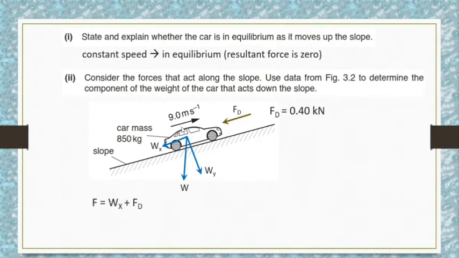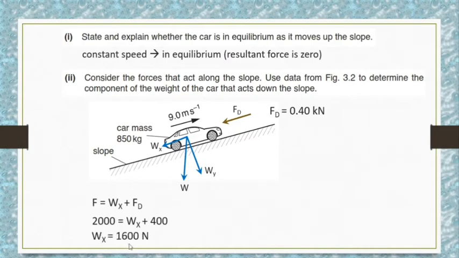So this F of the engine that is bringing the car up the slope will be equal to this horizontal component of weight plus this drag force. Because the resultant force is 0, the forces in the x direction, the resultant will be 0. So this F is given 2 kilonewtons, 2000 newtons. We want to find Wx, and that drag force at that time is 0.4 kilonewtons.